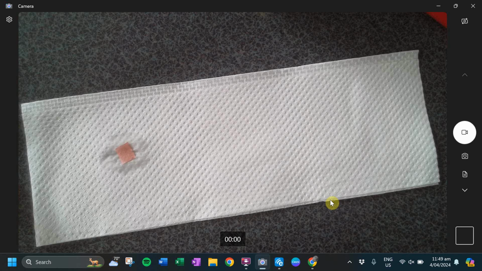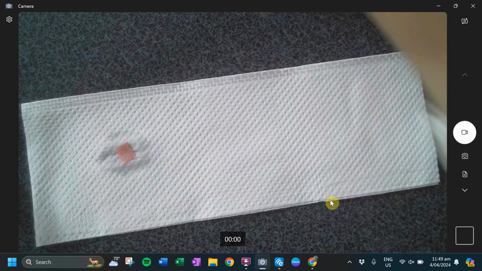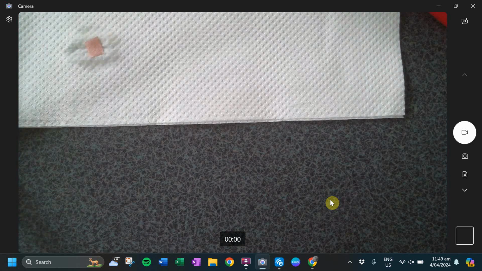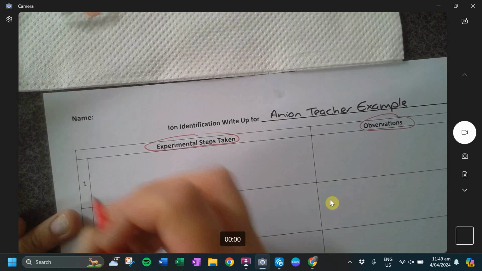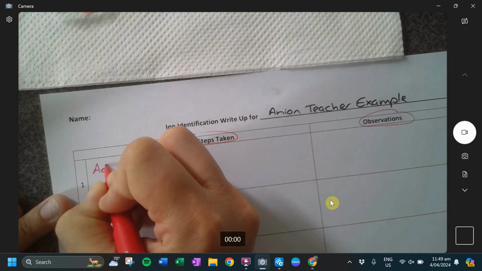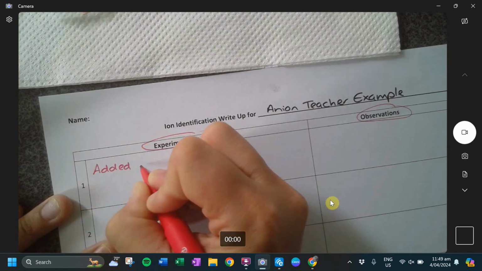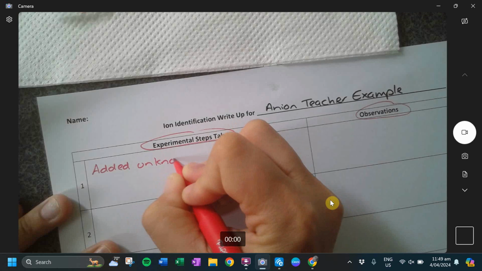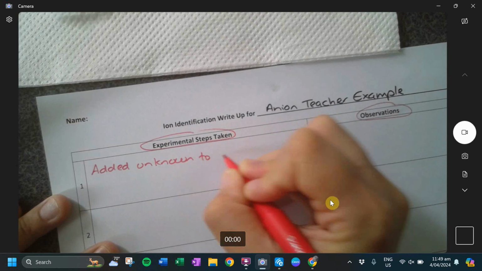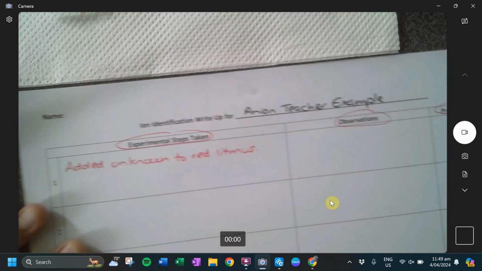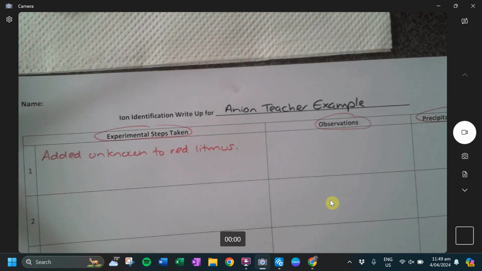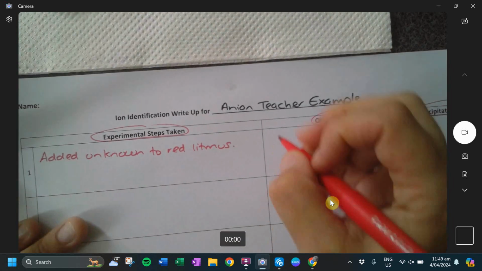Has anything happened? Has anything happened on yours? No. All right, so first step, we are writing down that we added unknown to red litmus. And then my observation, what happened? Nothing. It stayed red.